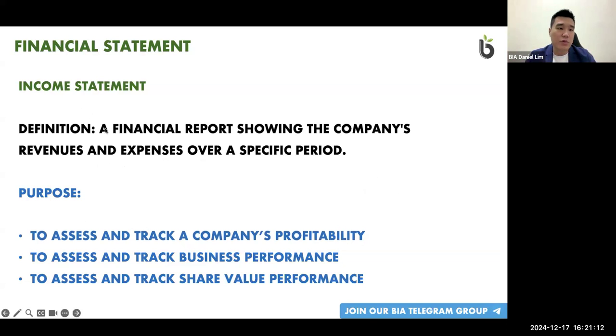First, whenever people go to the income statement, it is to assess and track a company's profitability. Is the revenue going up? Is it still profitable? Are you still growing, or are you declining? Then to assess and track the business performance, and not only that, to also track your share value performance.